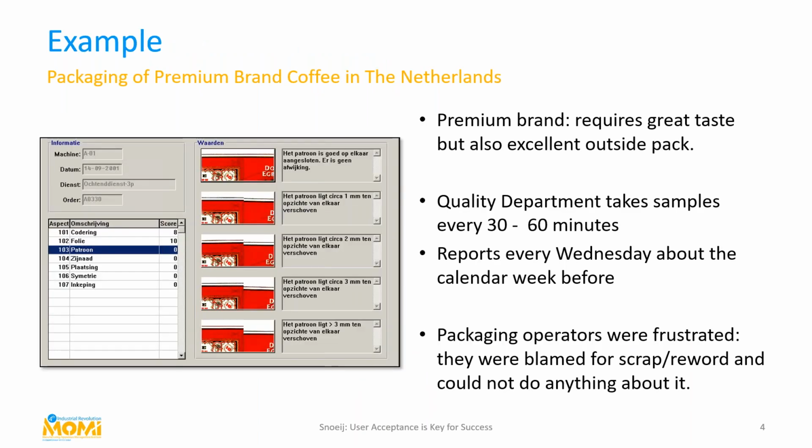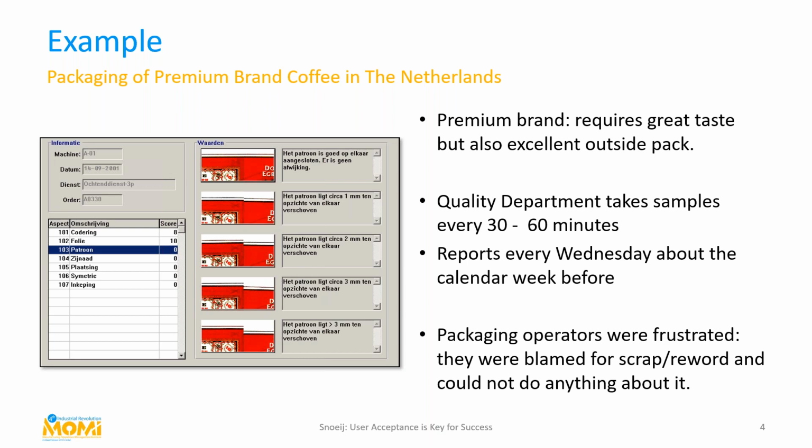I will provide you with an example. It's an old one, by the way. You can see the date is 2001, so it's 20 years ago that I was working with a premium brand coffee maker in the Netherlands. Those who know the Netherlands can recognize the name of the company. They still exist. It's a premium brand coffee maker. That means they need to make coffee with a great taste, but it should also have an excellent outside pack, because if it looks lousy, people are not paying the extra money for a premium brand coffee. So that goes hand in hand.